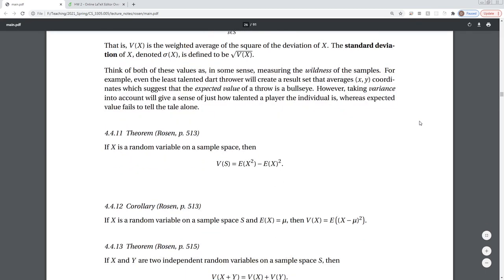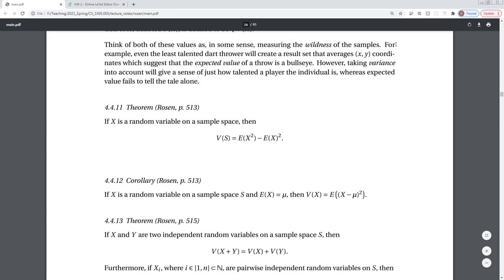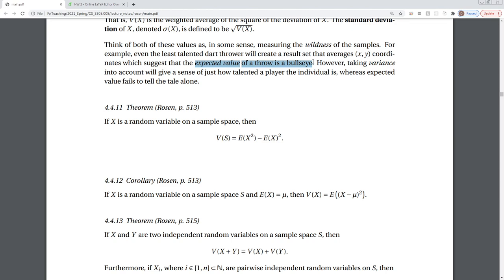Okay, so think of both of these as measuring the wildness of the samples. So for example, a talented dart thrower or an untalented dart thrower will create a result set on the XY coordinates. Even if they're terrible at darts, the expected value is going to be a bullseye, because if they throw it 1,000 times, even if they never hit the dart board proper and they're only getting around it, it's going to average out to a bullseye. But we learn that they truly are a terrible dart thrower, not by taking that expected value, but by measuring the variance, or standard deviation, as it were. It shows how much they miss by each time they throw. So that's where the story is told, not in the expected value. Okay.